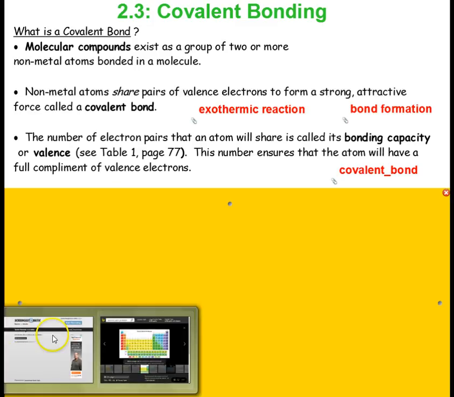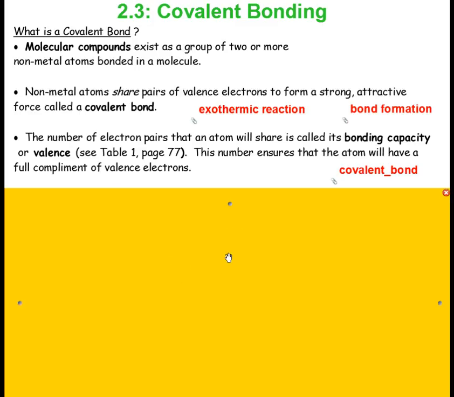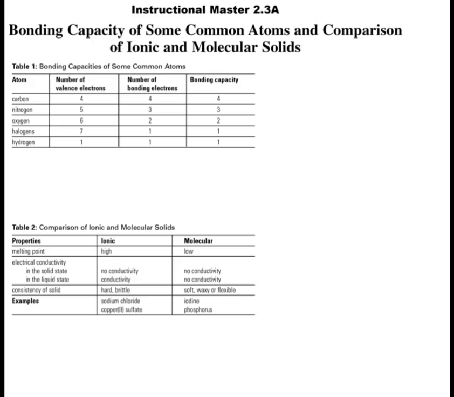So that is the definition for bonding capacity. In your textbook on page 77, you'll see some information about the summary of bonding capacities for some common nonmetal atoms, and here the relationship between the number of valence electrons, the number of bonding electrons, and the bonding capacity should be pretty evident. The number of bonding electrons is equal to the bonding capacity, and the bonding capacity would be equal to 8 subtract the number of valence electrons. And that's a simple rule that you can use.